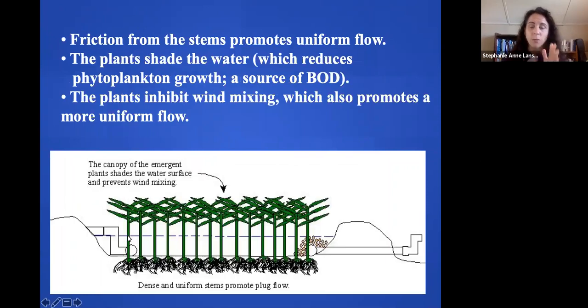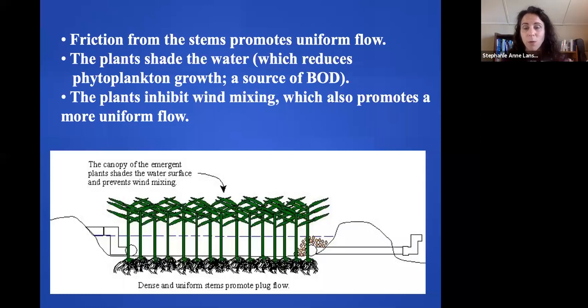As you build these emergent plants, the stems can actually help promote uniform flow so you don't have preferential flow patterns through your wetlands. They can also shade the water, which is good because we don't want a lot of algal growth and phytoplankton growth, because that can be a source of additional organic matter, additional BOD, because when it degrades, you're going to have more organic matter coming into your system.